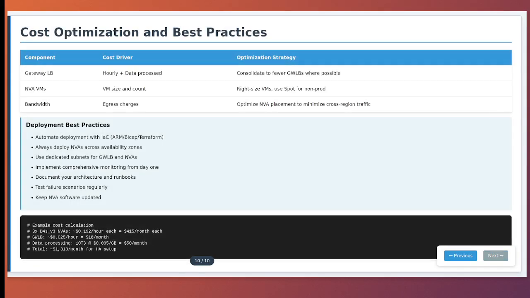Cost optimization and best practices. Let's wrap up with cost optimization strategies and best practices for Gateway Load Balancer. Understanding the pricing model and following these recommendations will help you build a solution that is both effective and economical.